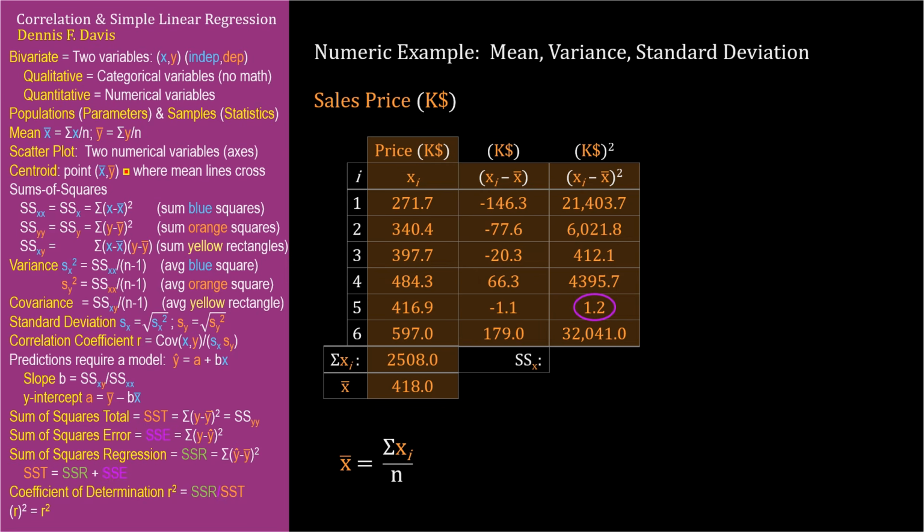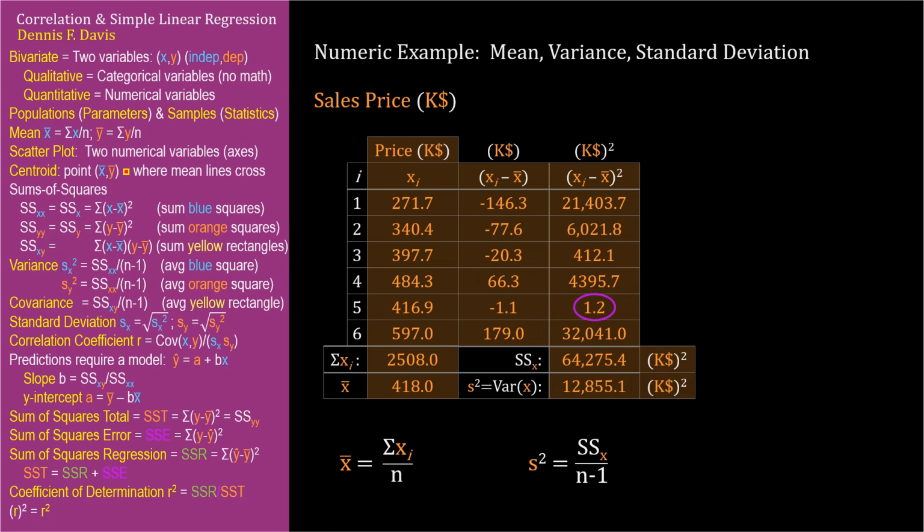Okay, the sum of the squared differences that all the statisticians seem to like is SS sub x, sum of squares x. We add up the squares and get 64,275.4. The units, remember, is K dollars squared. We want the variance, and the sample variance is sum of squares x divided by n minus 1. The sample size n is 6, so we divide by 5 to get 12,855.1, and the units are still K dollars squared.